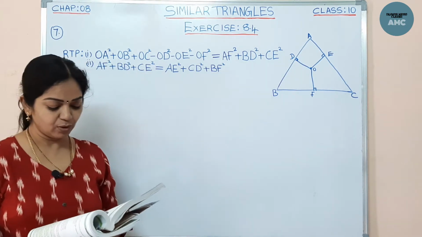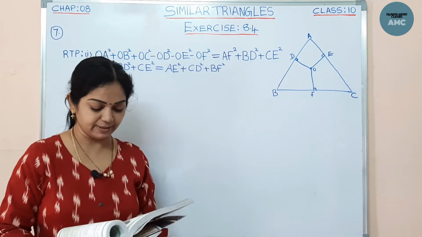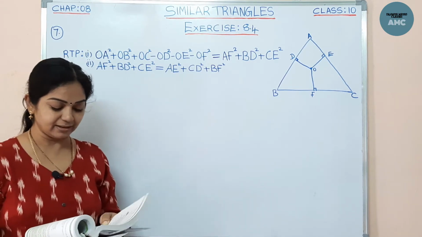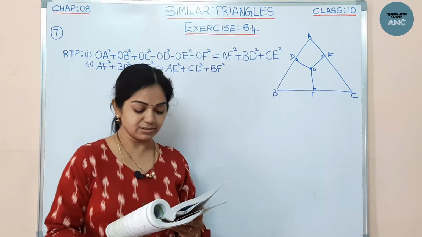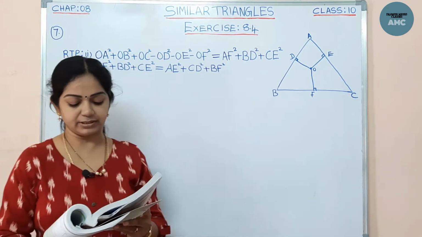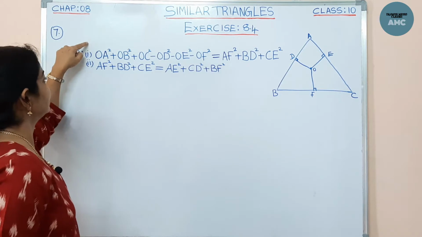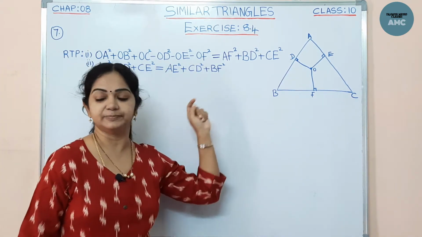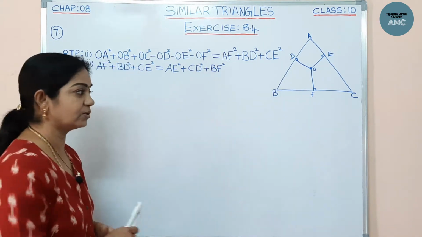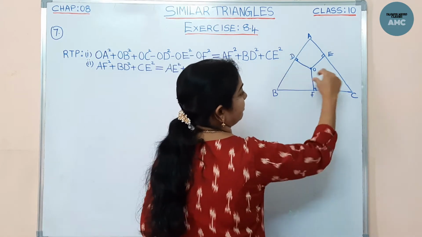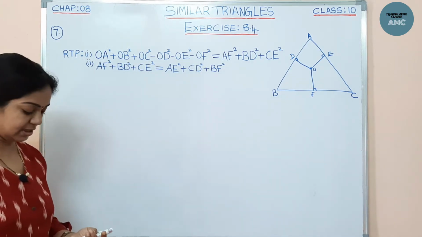Now the 7th problem. O is any point in the interior of a triangle ABC such that OD is perpendicular to BC, OE is perpendicular to AC, and OF is perpendicular to AB. We have to show two parts, which I have written here, because we have to prove these two parts. The diagram is also given and it is also told that OD is perpendicular to AB, OE is perpendicular to AC and OF is perpendicular to BC. That's all that is given in the question.